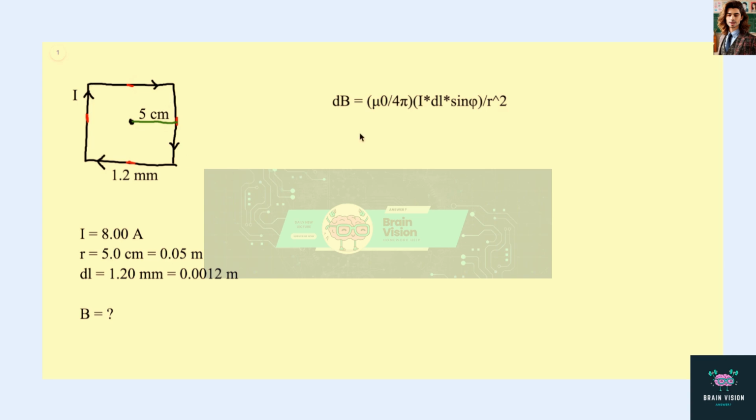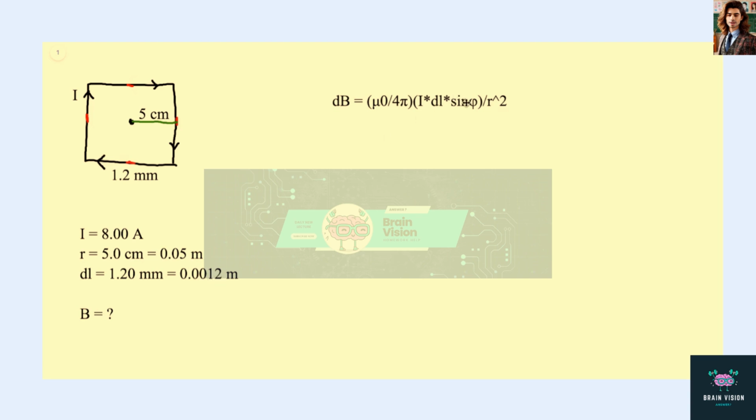To solve this, we want to use the Biot-Savart law, which I've written down over here. We have our constant mu naught divided by 4 pi, so this is just a constant. Our current, we know, is going to be 8 amperes. Our dl is the length of the small segment that we want to look at, and that's 1.2 millimeters, or 0.0012 meters.